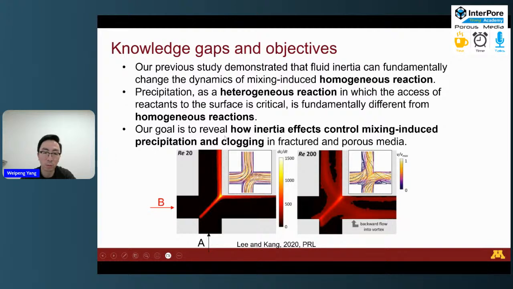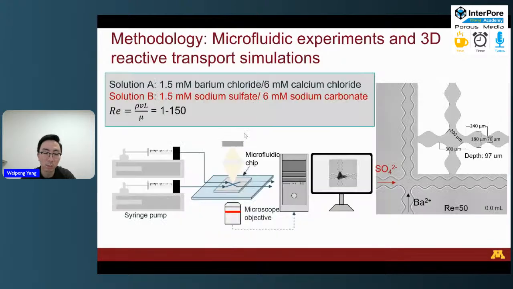So our goal is to reveal how the inertial effect can control the mixing-induced precipitation and clogging in fracture and porous media. To study this, we did both microfluidic experiments and 3D reactive transport simulation. For the microfluidic experiment, we used two minerals. One is barium sulfate, the other one is calcium carbonate. We used two pumps to inject these two solutions into a microfluidic chip. Then they will mix and then precipitate.